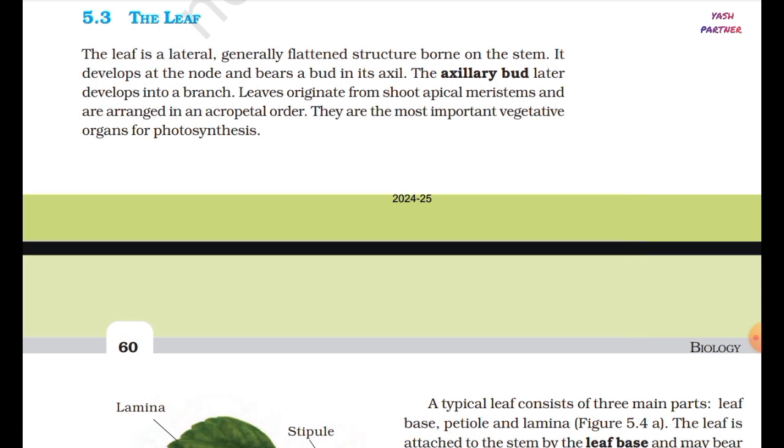5.3 The leaf. The leaf is a lateral, generally flattened structure borne on the stem. It develops at the node and bears a bud in its axil. The axillary bud later develops into a branch. Leaves originate from the shoot apical meristems and are arranged in an acropetal order. They are the most important vegetative organs for photosynthesis.